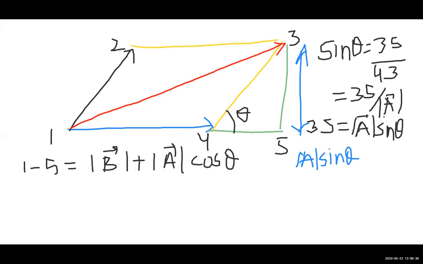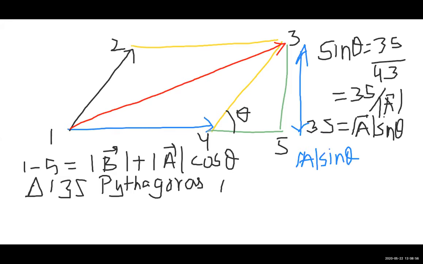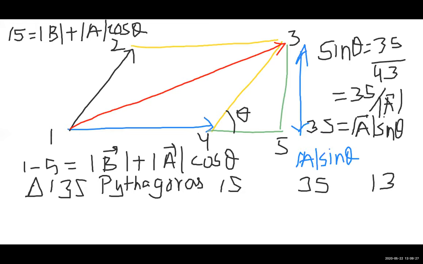Now, look at the right angle triangle, big right angle triangle 1, 3, 5. And usme we want to apply Pythagoras. So what is side 1, 5? What is side 3, 5? And what is side 1, 3? ये तीन साइड्स हैं, हम पाइथागोरस लगाना चाहते हैं, तो 1, 5 कितना है? 1, 5 is mod of b plus mod of a cosine theta. 3, 5 is mod of a sine theta. 1, 3 is equal to kitna?